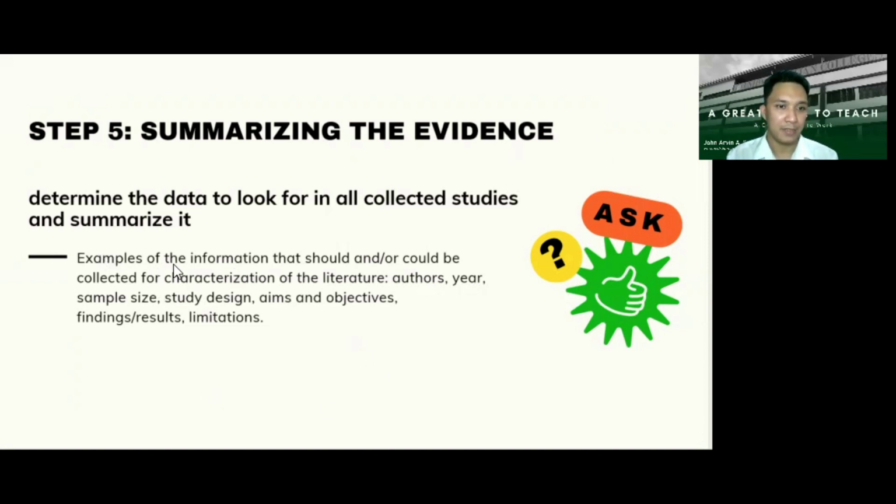So examples of the information that should and could be collected for the characterization of the literature might include the authors, year, sample size, study design, aims, objectives, findings, results, and limitations of a particular research study.